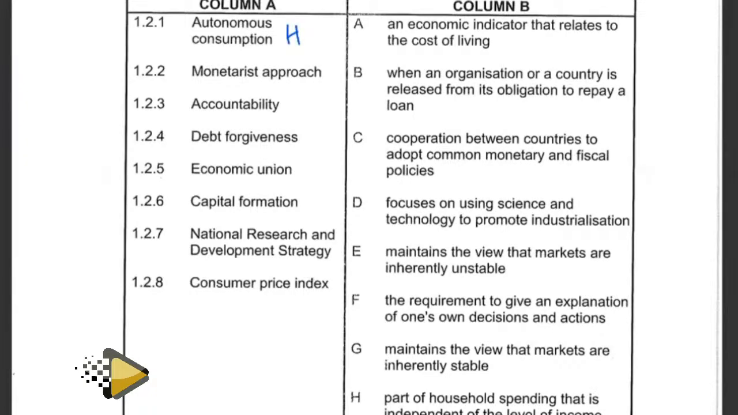Okay, grade 12, so let's move on to 1.2.2. 1.2.2 reads as follows: the monetarist approach. So now grade 12, if you still remember, this concept does fall under the business cycle. And when we talk of the business cycle, we refer to the fluctuations of the economic activities, or we refer to upswings and downswings of the economic activities.